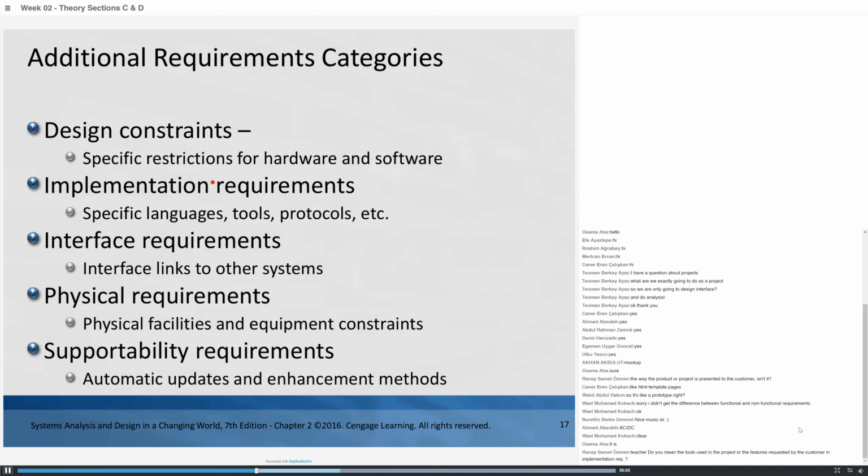Customers are always demanding. You're right, Recep. Maybe the customer can say that I have a Microsoft SQL Server 2019 license. I want you to use it. Maybe as a developer, you prefer to work with Oracle, but with this constraint, you are limited.